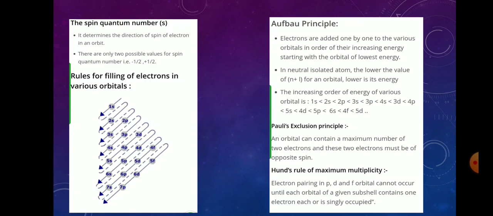Pauli's exclusion principle. An orbital can contain a maximum of 2 electrons, and these 2 electrons must be of opposite spin. Hund's rule of maximum multiplicity. Electron pairing in p, d and f orbitals cannot occur until each orbital of a given subshell contains 1 electron each, or is singly occupied.